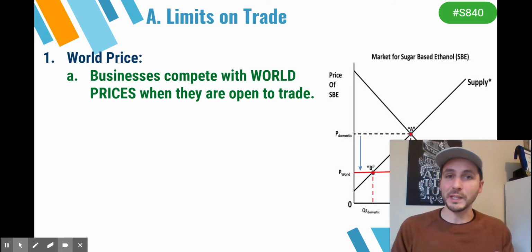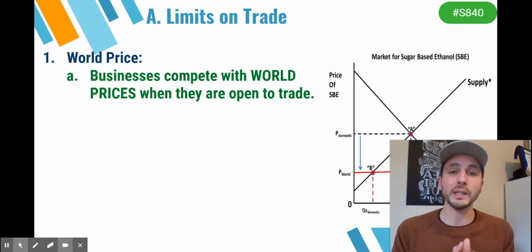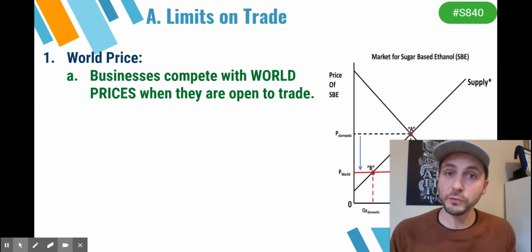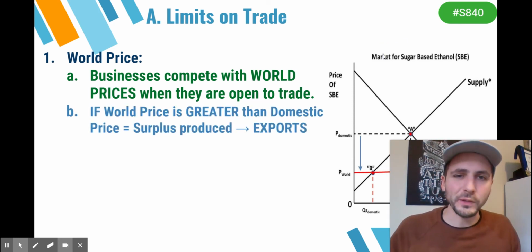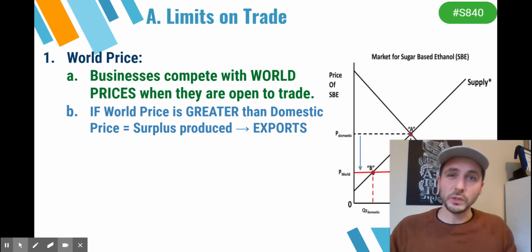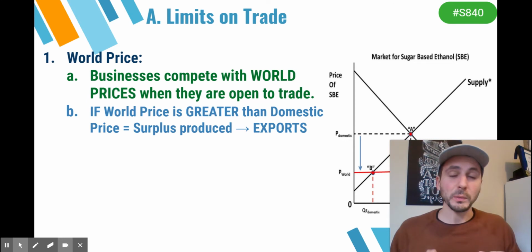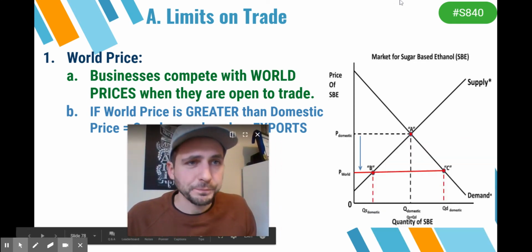If you have a good that can be internationally exchanged, then the world price is the overriding price. And it hits your market much like a price ceiling or a price floor would. I'll show you that in a second. If the world price is greater than the domestic price, then it's going to create a surplus, and that surplus is going to result in exports from our market. So let's take a look at this graph.